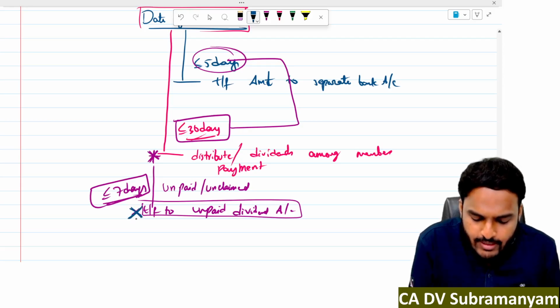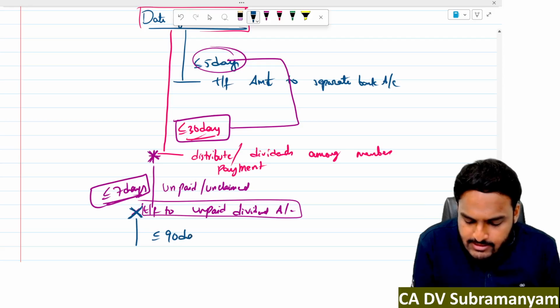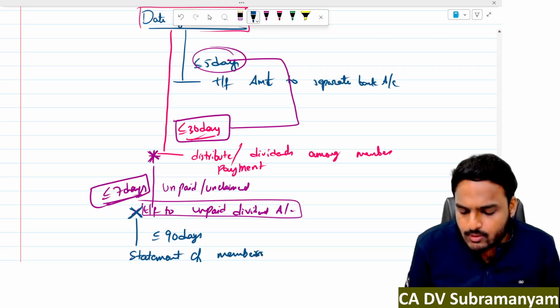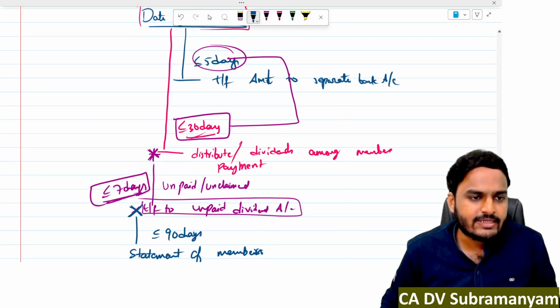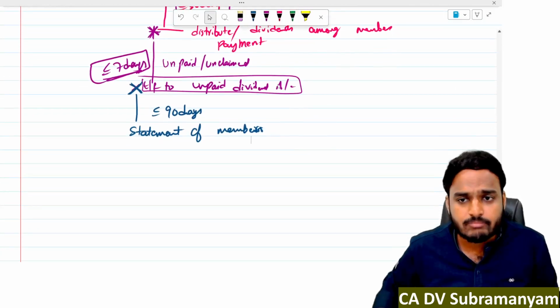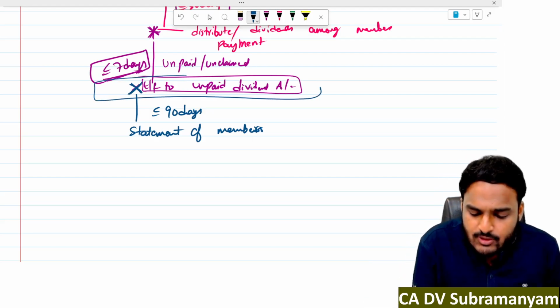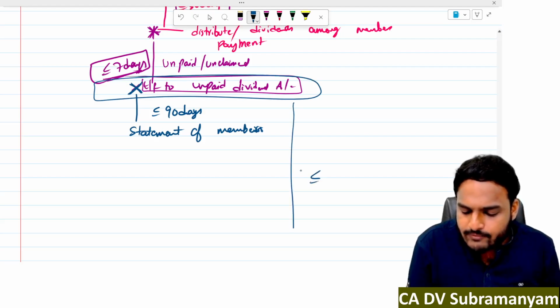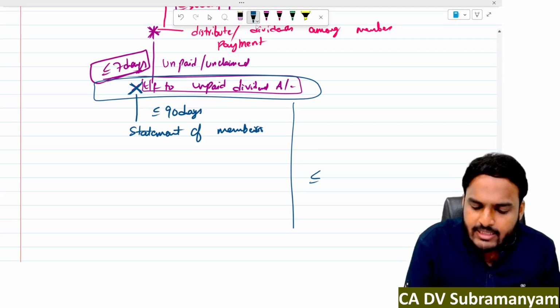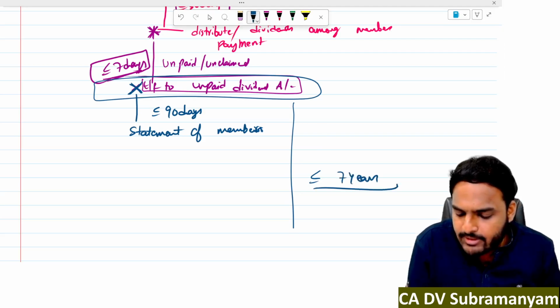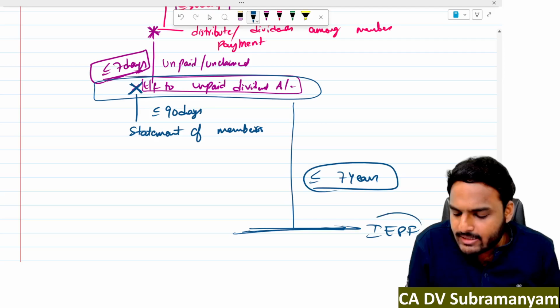Now, from the date of transfer onwards, within 90 days, prepare a statement containing particulars of the members. Statement of members who didn't claim their dividends or whose dividends remains unpaid. Within 90 days from date of transfer to unpaid dividend account, prepare a statement, publish it in the website. Next, from transfer to the unpaid dividend accounts, after expiry of 7 years, any amount which was not claimed within 7 years from date of transfer to unpaid dividend account, those amounts shall be transferred to IEPF account.